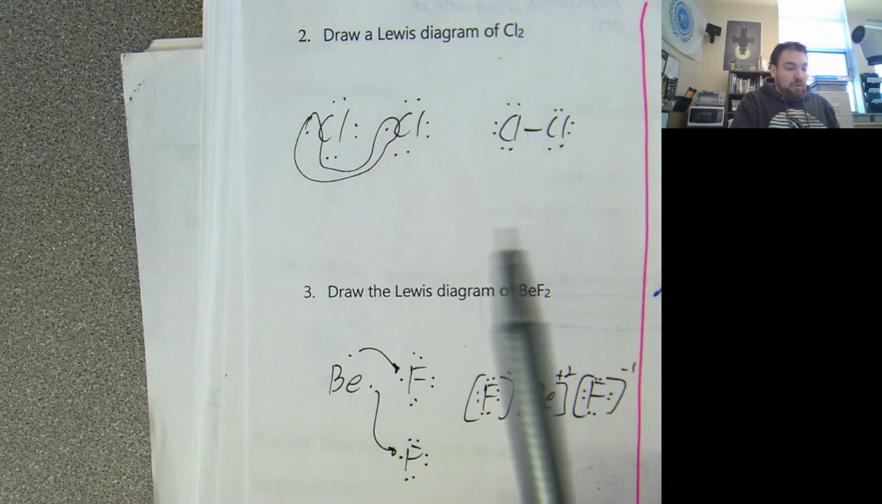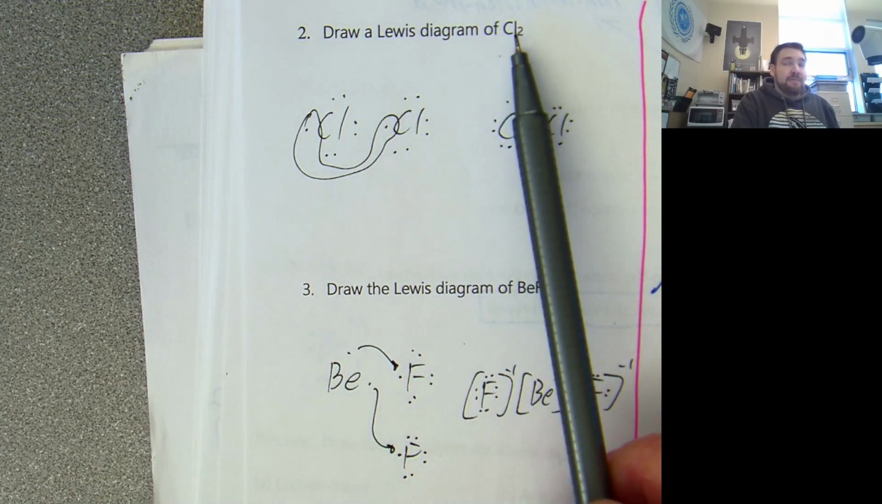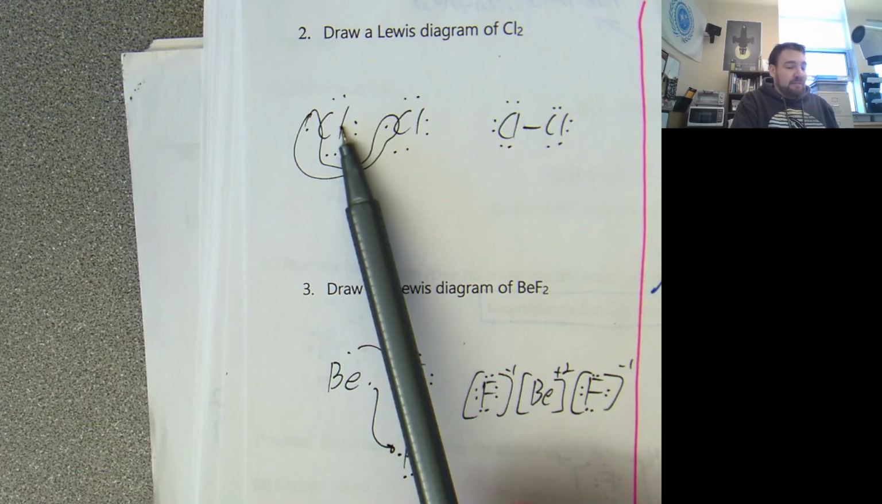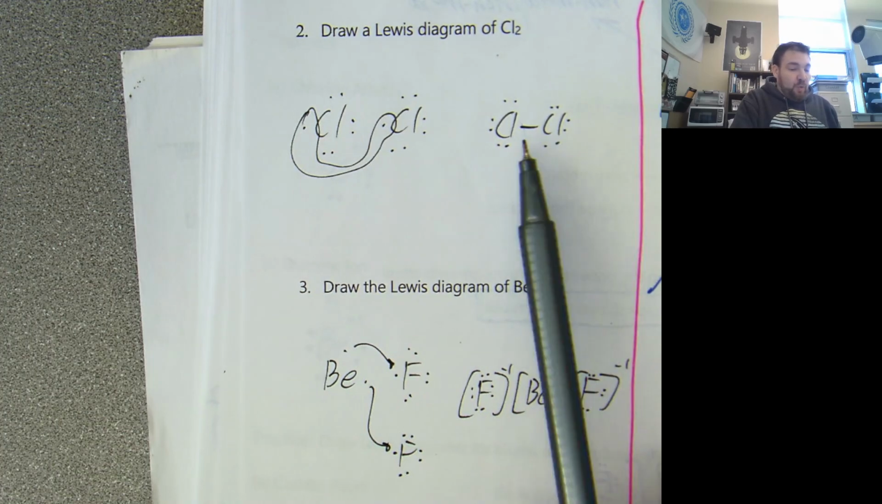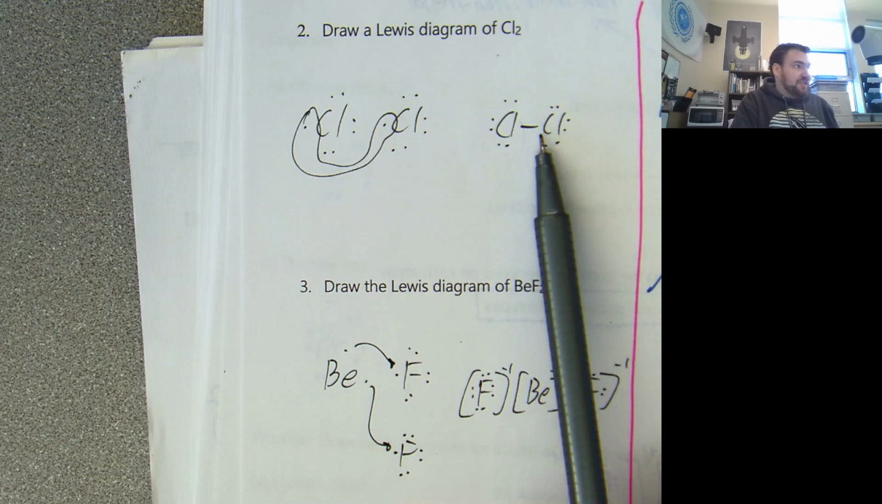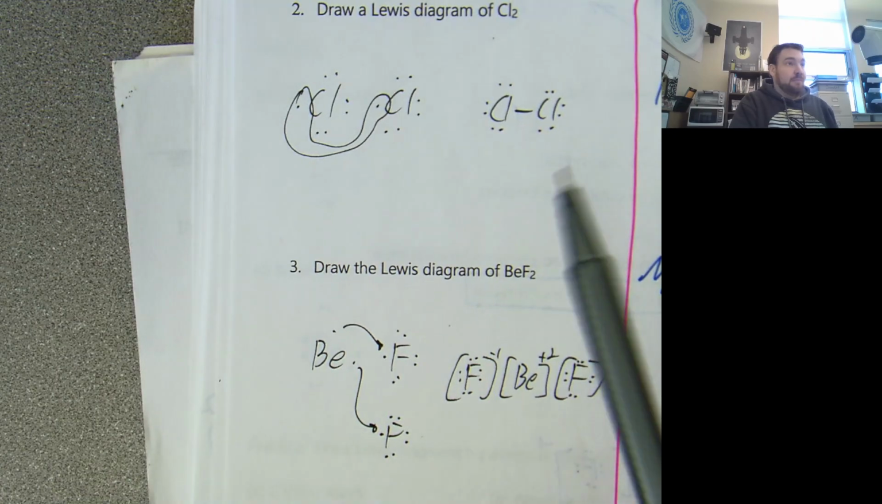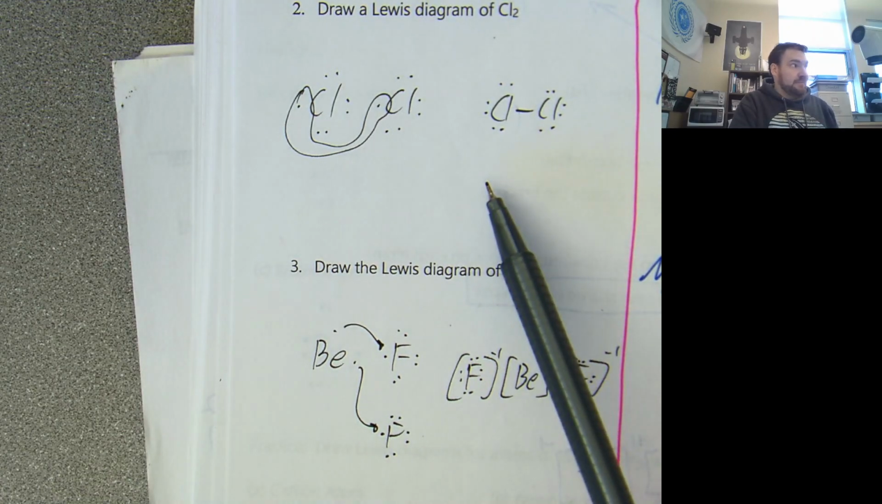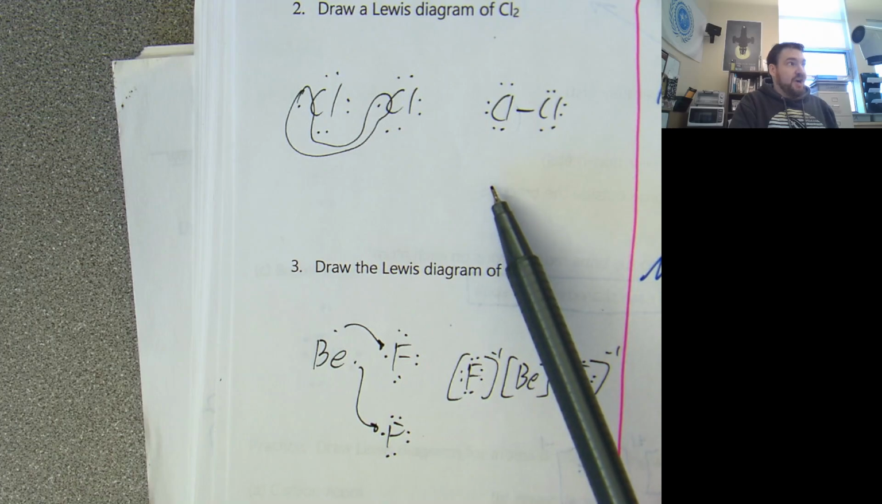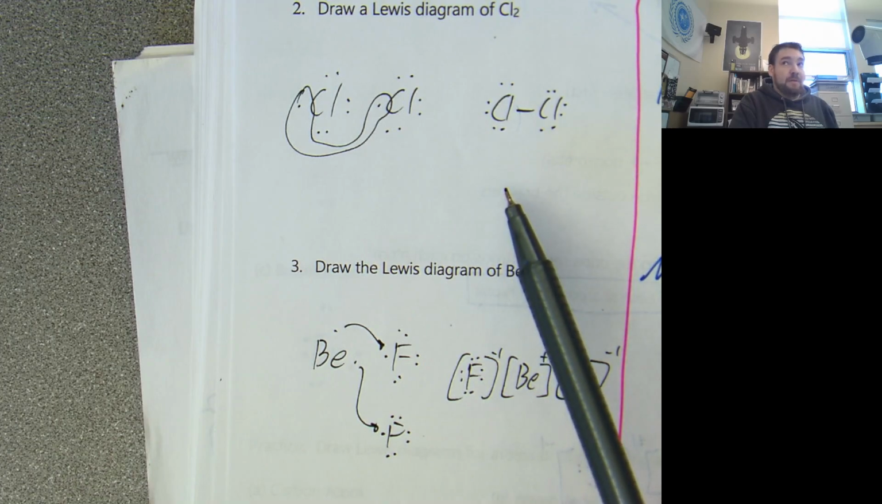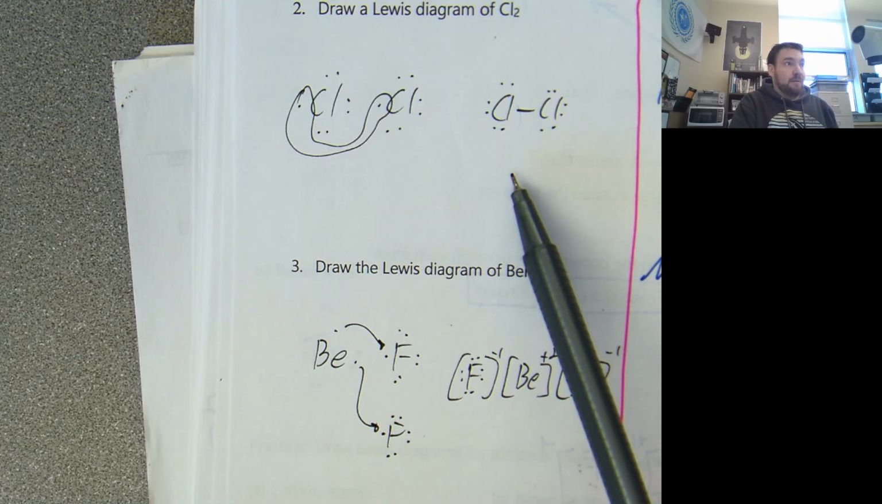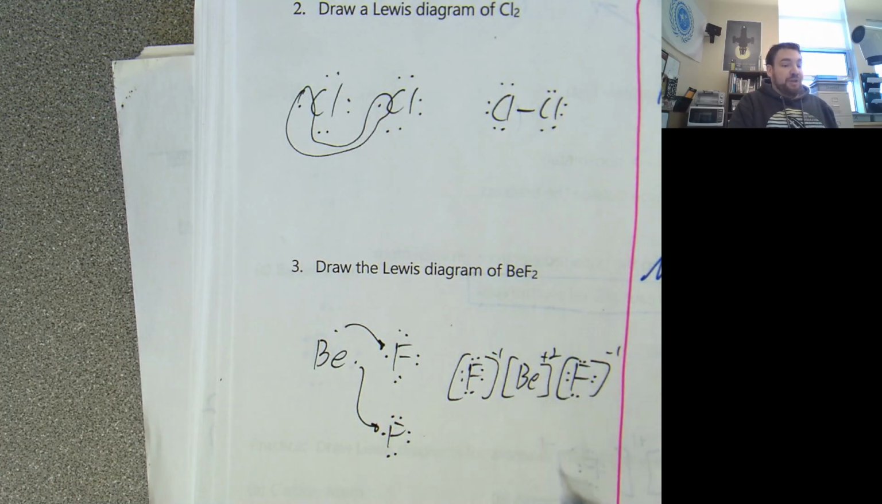Okay, so 2 chlorines. Each one has 7. 1 pair shared. So 1 line in the middle. That's chlorine or Cl2. Questions? Well, chlorine. If you've got them, don't hesitate to ask them. Which one are you looking at, the chlorine or the BeF2? Okay.